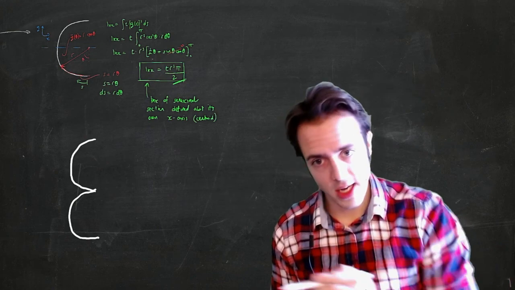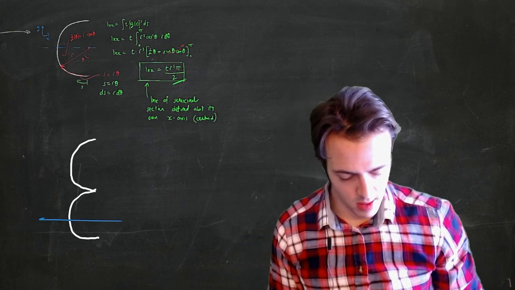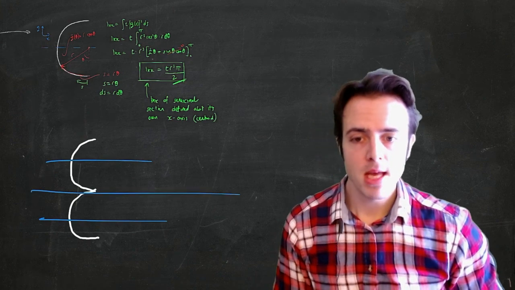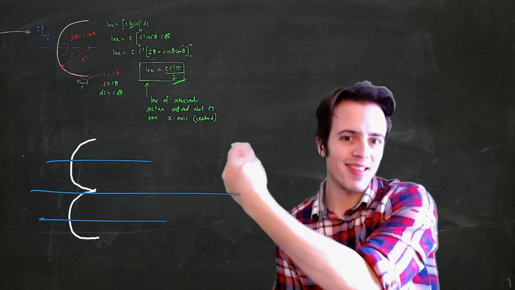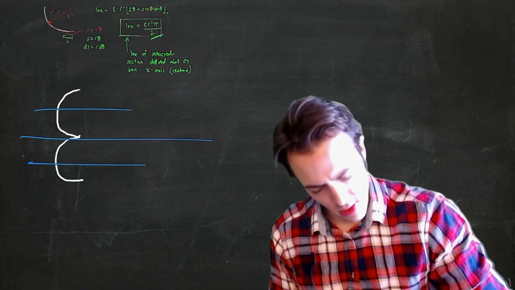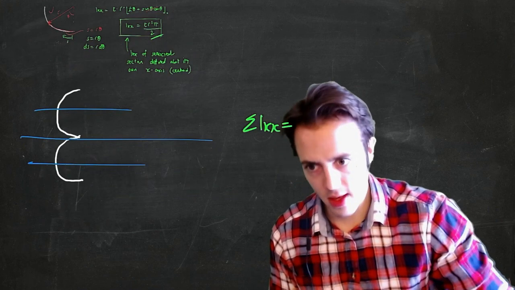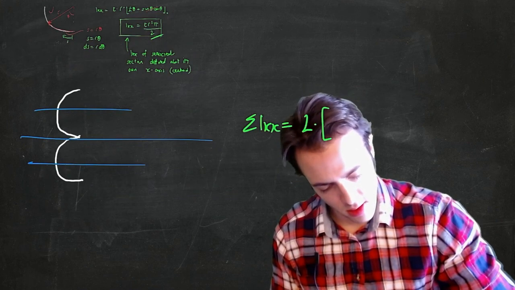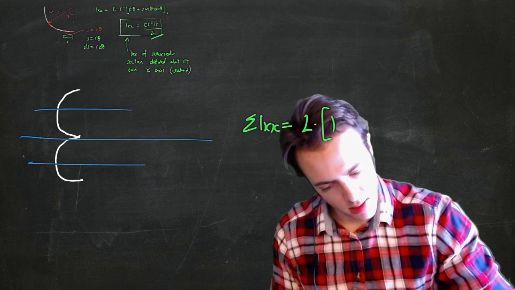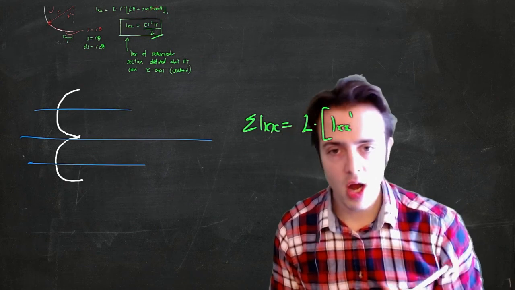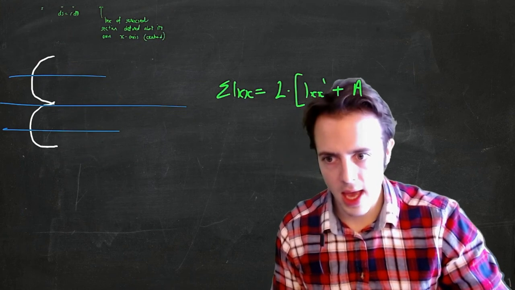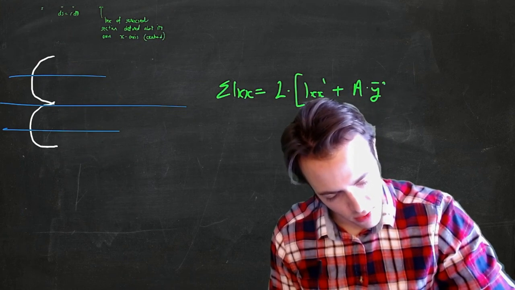Now the centroid of each of these is going to be sort of through here, and the centroid of the entire shape is this line here. So we can just work out the contribution from one of these and double it, and that will give us the total Ixx using the parallel axis theorem. Ixx is equal to 2 multiplied by Ixx prime, which is the Ixx around its own centroid, plus A multiplied by y bar squared.